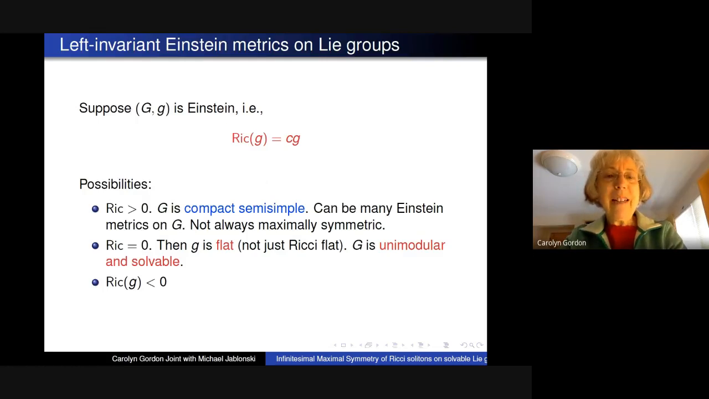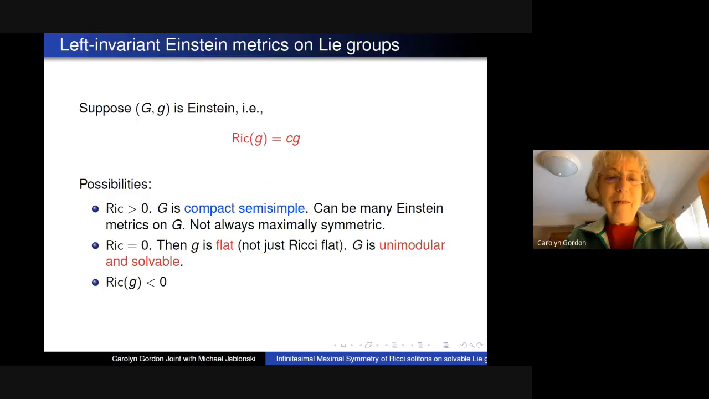So suppose G is Einstein. So the Ricci curvature of G is a constant times the metric. Well, the possibilities: positive Ricci curvature. In this case, G is compact and semi-simple. And in this case, there could be many Einstein metrics on G with very different behavior. And even the bi-invariant metric, which is Einstein, on a compact semi-simple Lie group need not be maximally symmetric. And so we're not going to look at this case.